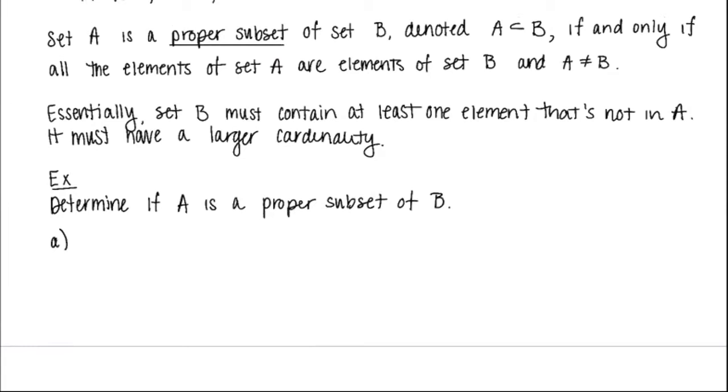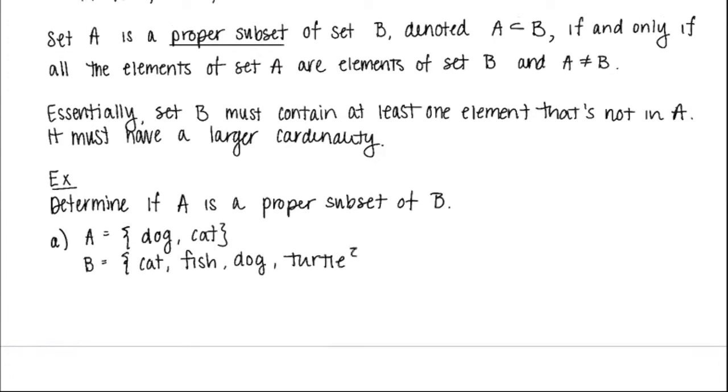And we're going to work with the same first example. Set A is dog and cat. Set B is cat, fish, dog, and turtle. Okay. We already know from the last example, A is definitely a subset of B, and these two sets are not exactly the same. So basically that allows me to drop this bar. So yes, A is a proper subset of B. If they're not equal, I get to drop the bar.